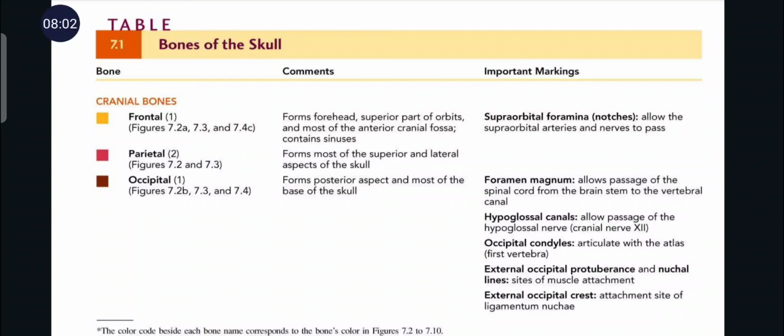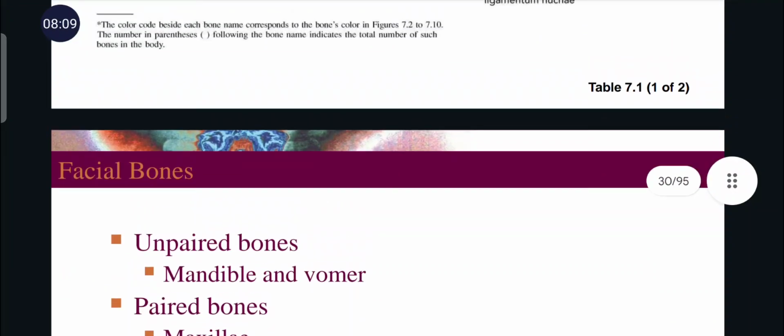So bones of the skull: 1 frontal, 2 parietal, 1 occipital, 1 ethmoid, and 1 sphenoid.